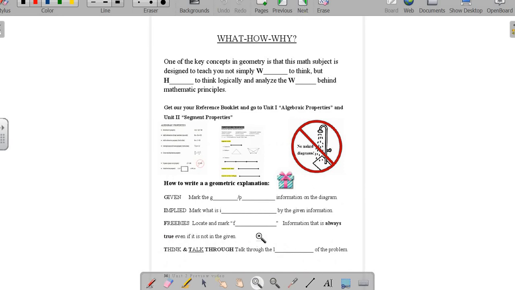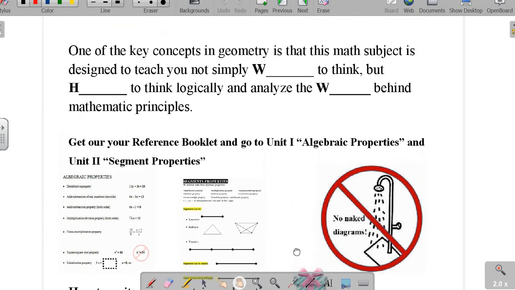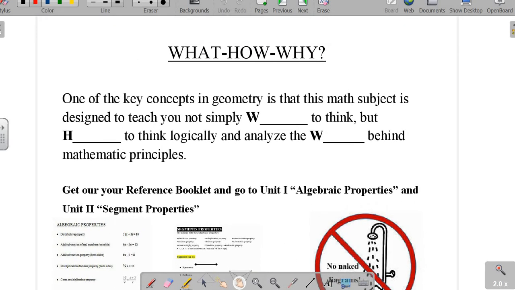So we're going to continue our study of what are called proofs. Do not be intimidated by the word proof. What we call a proof could easily also just be called an explanation. A proof has three components: what, how, why.